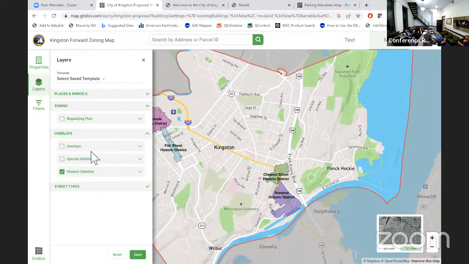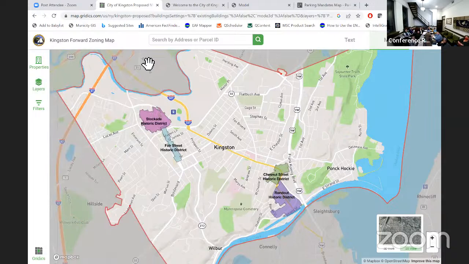Are all of those mirrored off the current code, or did they get expanded? Those are the current ones, and they're staying with the current, nothing's expanding or changing. Yes, because the Fair Street Historic District is only St. James Street to the end of Fair Street.